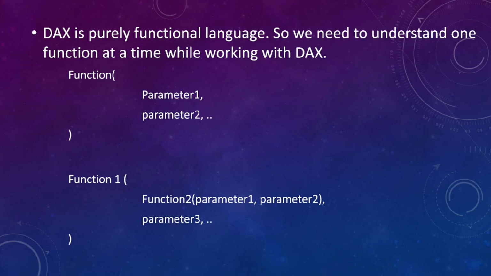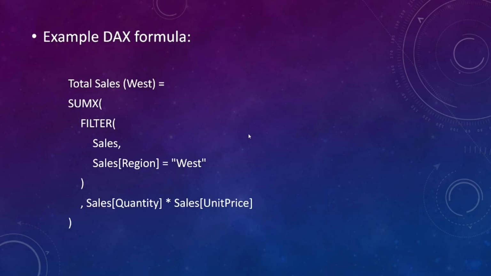DAX is a purely functional language. So we need to understand one function at a time while working with DAX. It will have a function name and we pass some parameters to each function to operate. We can also embed one function inside another function, which will work together to create the formula for the functionality we are trying to achieve. Let's look at one example.